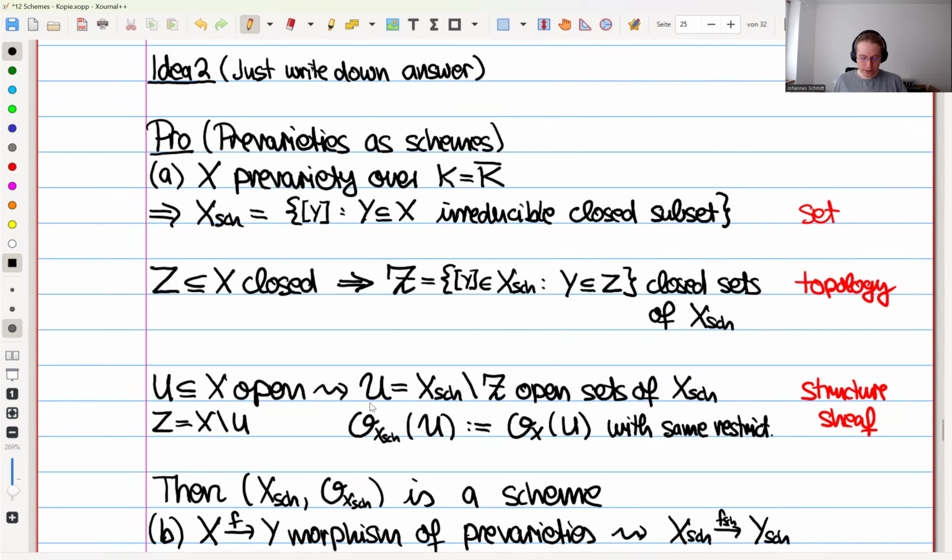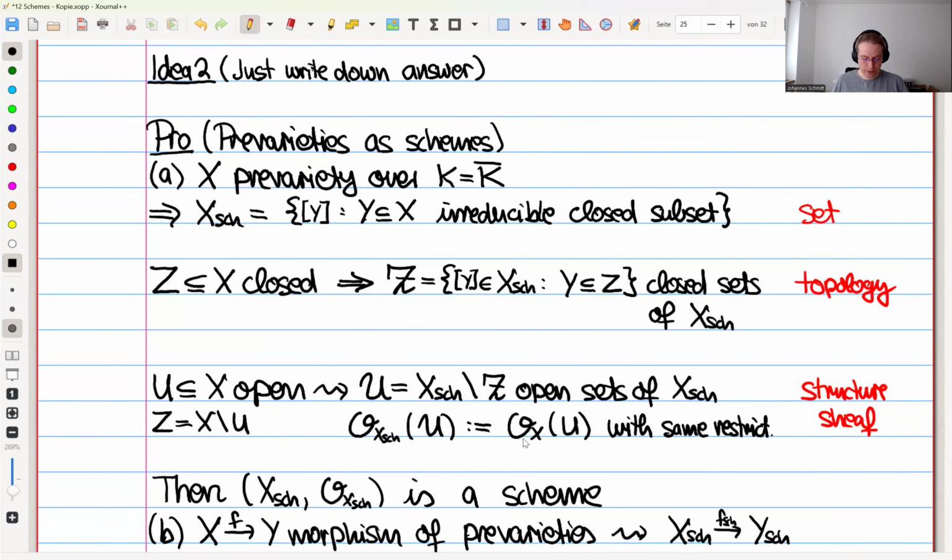So any open subset of the scheme actually comes from an open subset of X, like this. And then you just declare that the ring of functions on the curly U is exactly the ring of functions on the non-curly U. And similarly, this defines it on any open set, and then you need the restriction operation to get a sheaf, and you just take exactly the same restriction operation from here.